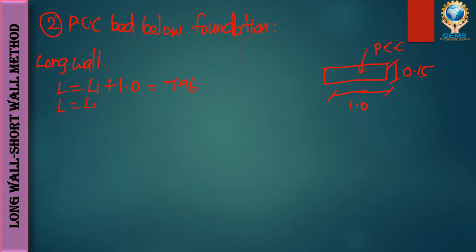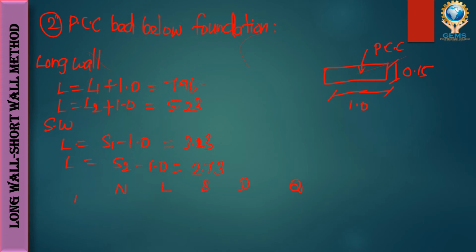Then the length of L2 plus 1.0, so we get 5.23. The same procedure, you can understand. For the short wall, how will you find? Length equal to S1 minus 1.0, so we will get 3.23. Similarly for S2 also. Now we are going to calculate the quantity: N, L, breadth, depth and quantity.